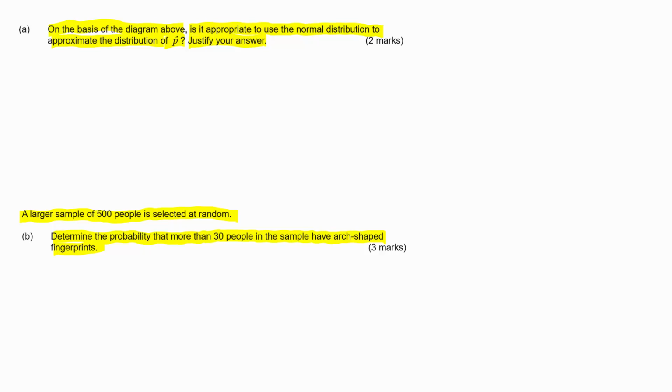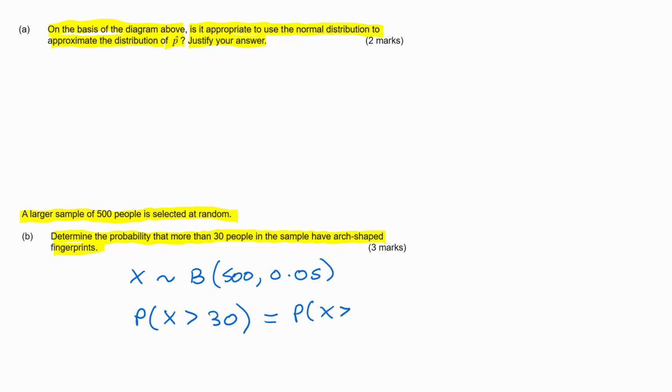So, let's define x as being a binomial with 500 trials and a probability of success of 0.05. We're after the probability of x being more than 30, and remember the binomial is a discrete distribution, so that's the probability of x being greater than or equal to 31. And we can just do that on the calculator. 0.1309.